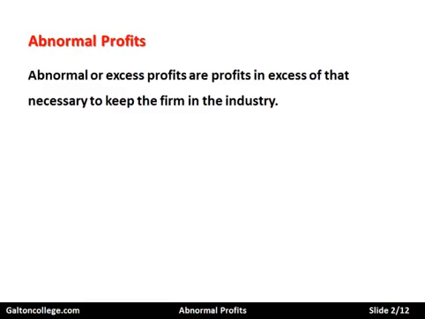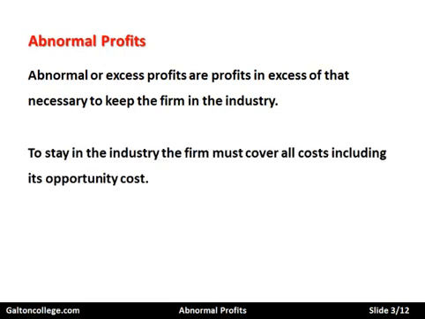So abnormal or excess profits are profits in excess of that necessary to keep the firm in the industry. So it's any profit over and above that necessary to keep the business working. To stay in the industry, the firm must cover all costs, including its opportunity cost. Now, opportunity cost is defined as the cost of the next best alternative foregone. It's the cost of the next best alternative that's given up.